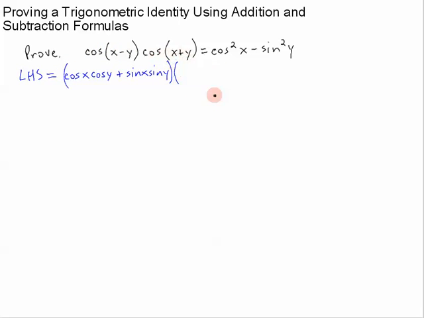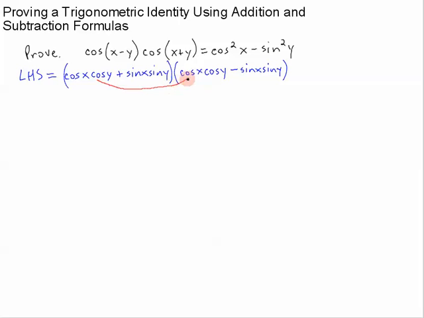Then we'll expand cosine of x plus y. So that's cosine of x cosine of y again, minus sine of x sine of y. And now we're going to multiply all of this out because eventually we need these squareds on the right-hand side, so the easiest way I can see to do that is to multiply these two binomials out.